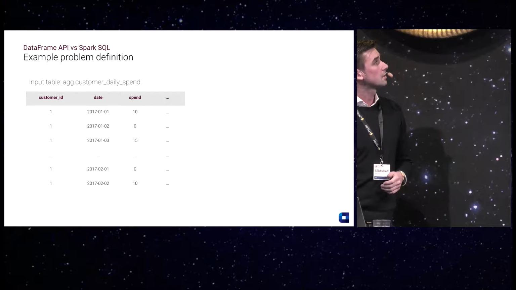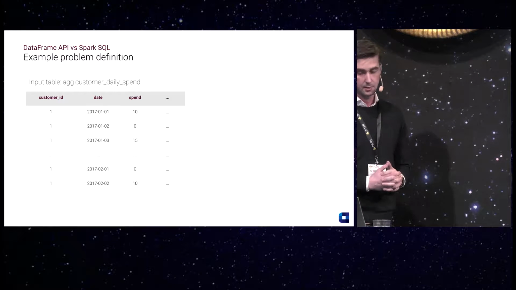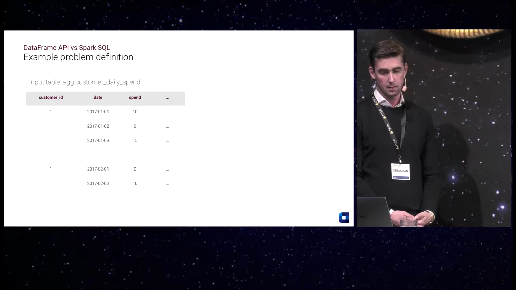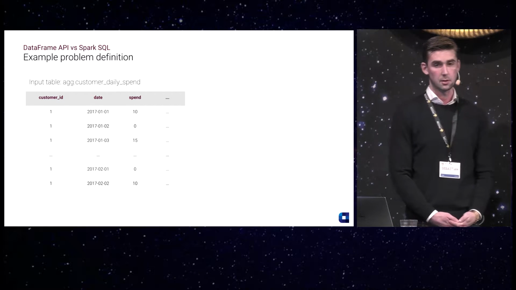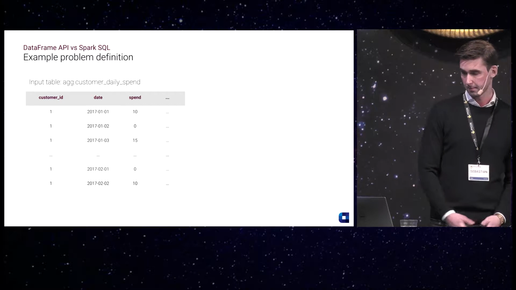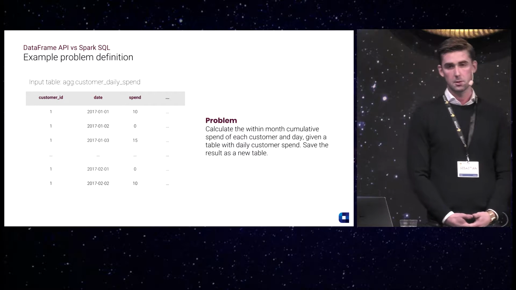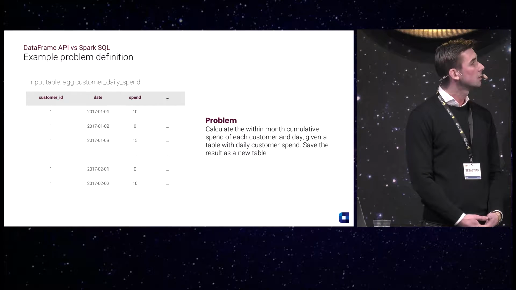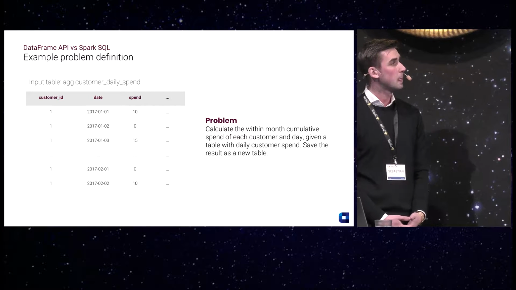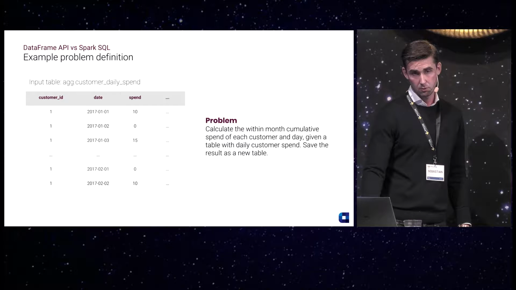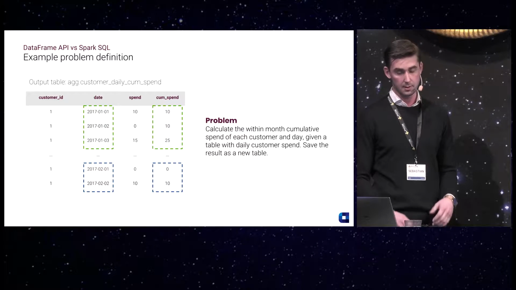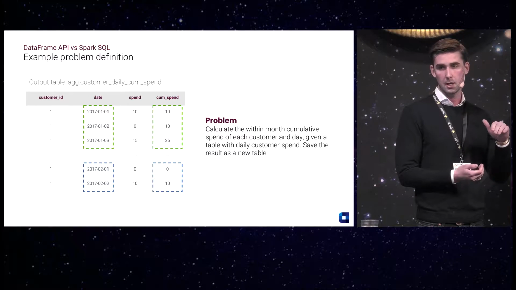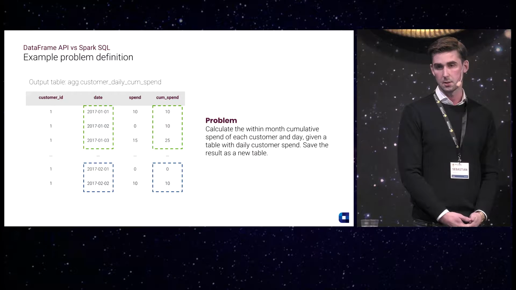So let's make this a bit more concrete. Let's say we have this table with some customers, and for each day we have how much each customer has spent. And the problem is to calculate the within-month cumulative spend of each customer each day, and save the result to a table. So the resulting table should look like this. You have your window, which is the month, and you want to calculate the cumulative spend within this window.